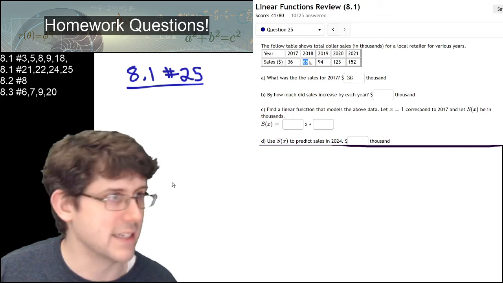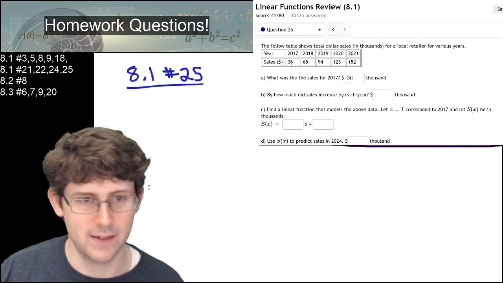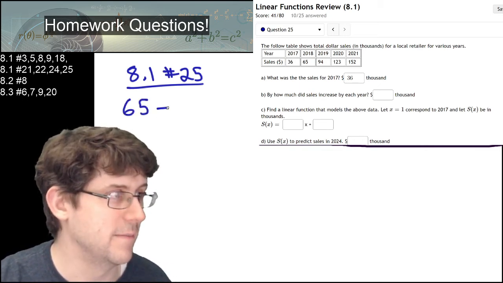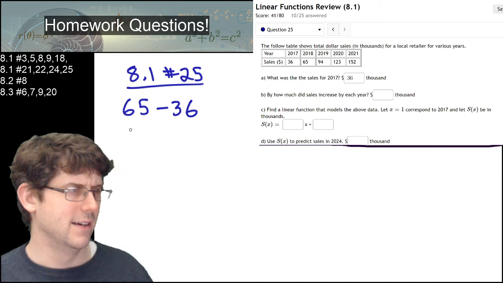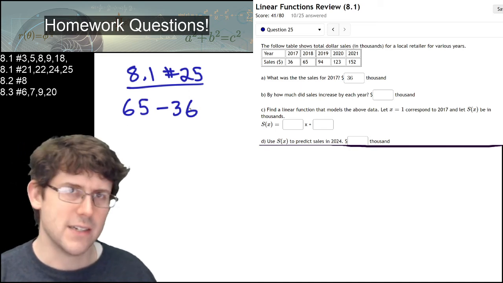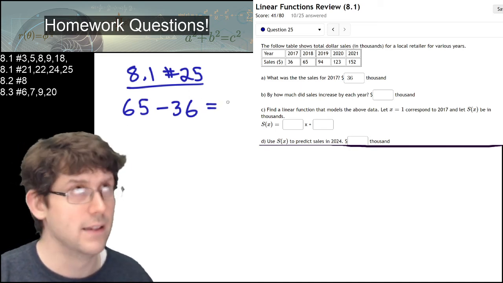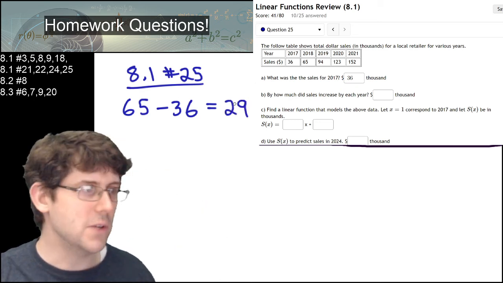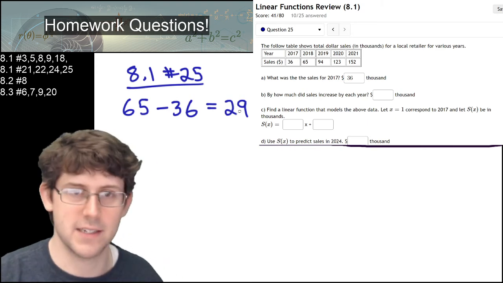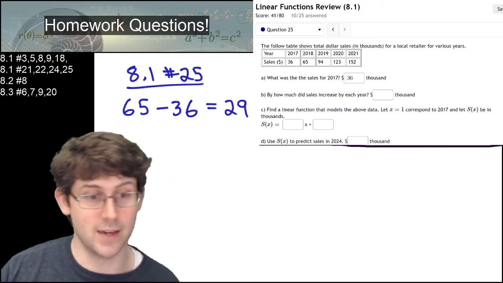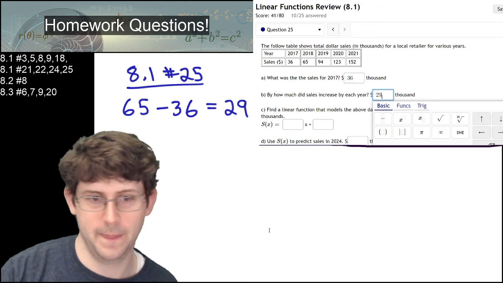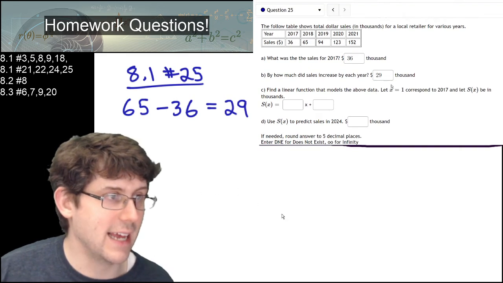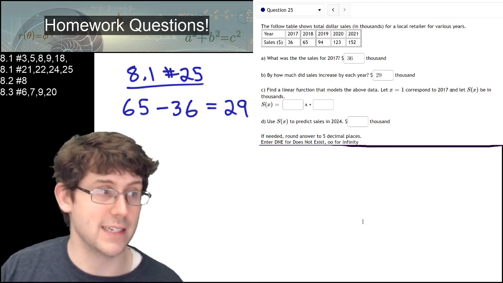From the first year to the second year, it went up by the difference between these two numbers. So I'll find 65 minus 36. 66 minus 36 would be 30, so it's a little bit less than 30. You could use a calculator here if you wanted to, but the answer here is 29. Each year, the sales went up by 29,000. Then find a linear function that models the above data. Let x equals 1 correspond to 2017.